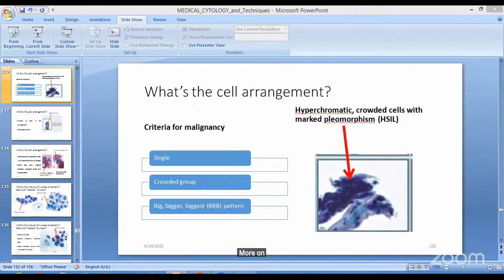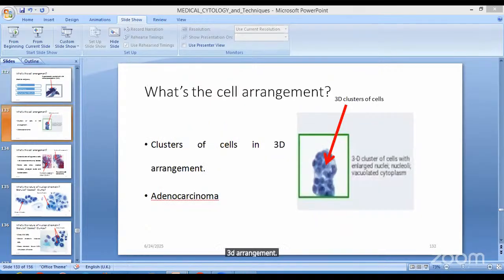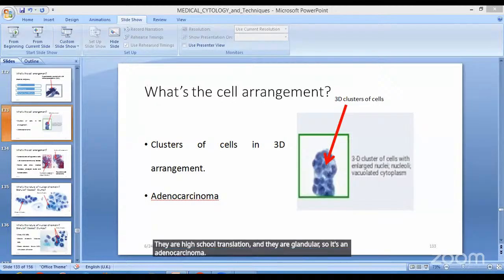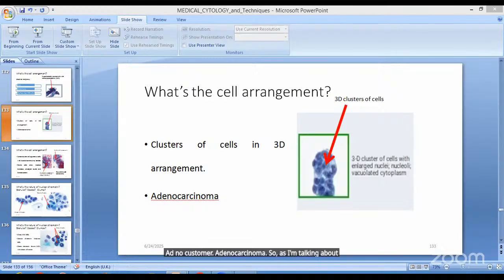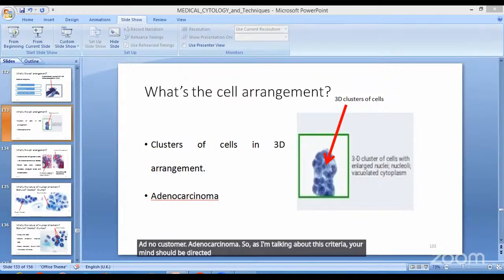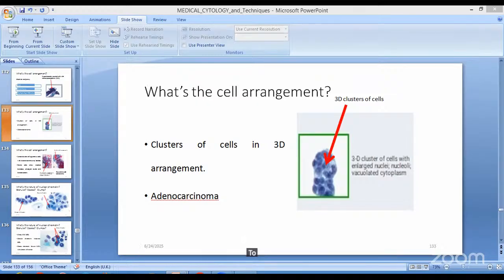More on arrangement. Sometimes they are in what is called a 3D arrangement. When you adjust the coarse adjustment on your microscope, you see cells in all the dimensions. That's 3D arrangement. Clusters like that are high-grade squamous intraepithelial lesion, and if they are glandular, it's an adenocarcinoma. So as I'm talking about these criteria, your mind should be directed at the different criteria one can use to conclude that a case is malignant.